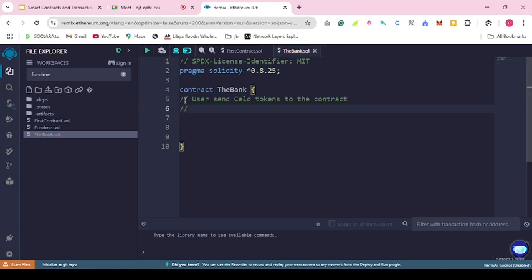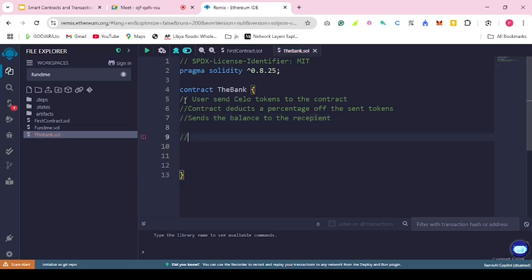So the user can send Celo tokens to the contract, and then this happens. The contract deducts a percentage of the sent tokens, and then third, sends the balance to the recipient.